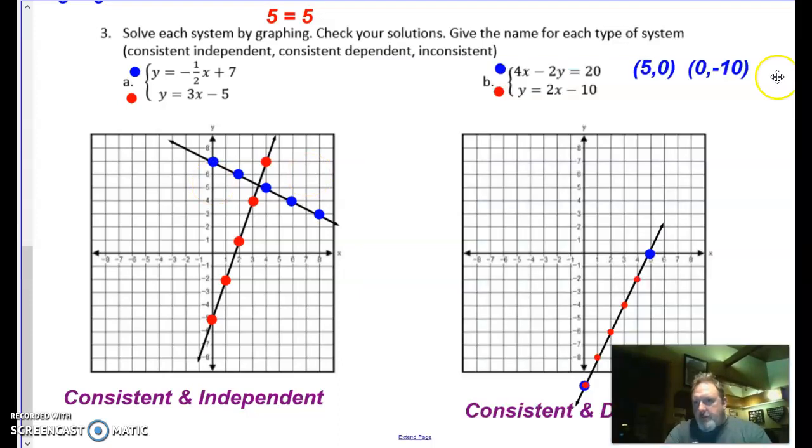The second one, the top graph here, that's in standard form. So you have two options. You could get it in the slope-intercept form. You can solve this for y if you'd like. Or you can do the x and y intercepts. So I did the intercepts.